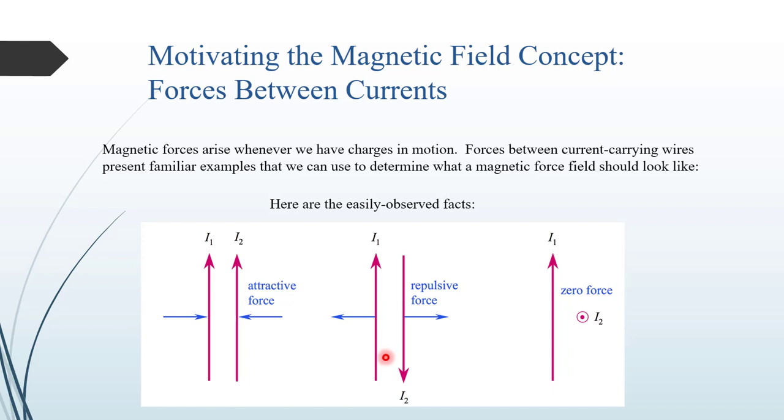If one current is flowing in one direction and another current is flowing in exactly the opposite direction, 180 degrees, then the force between the two currents is a repulsive force. This is the force due to the magnetic field, because this current causes a field around it, and this current causes a field around it, so there is a repulsive force between these two fields.